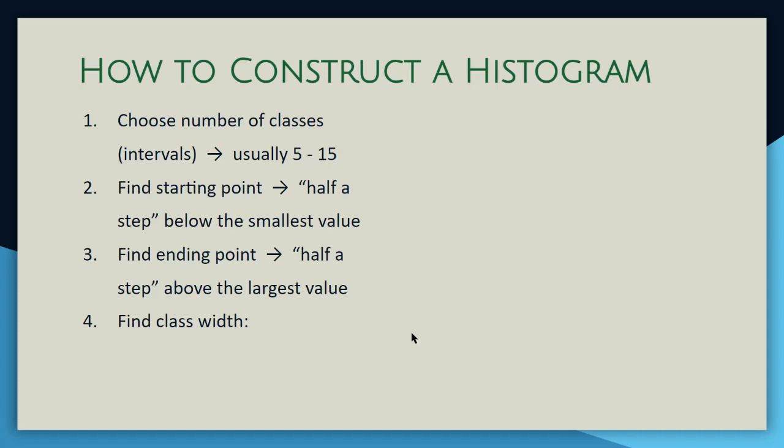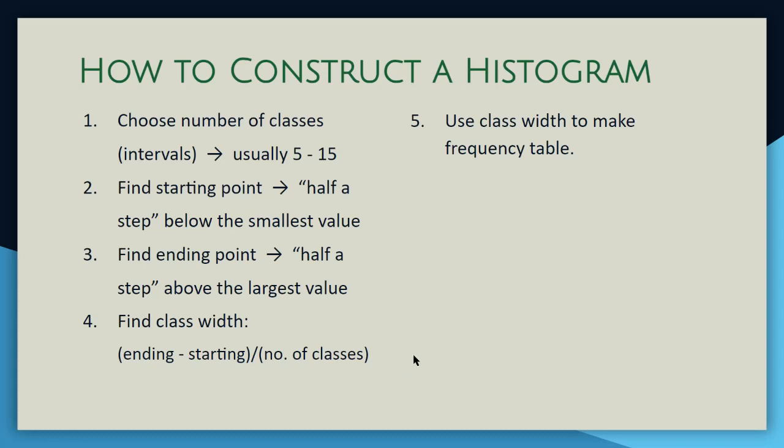Then we're going to find the class width, which is the width of those bars in the histogram, and is also the width of our classes in our frequency table. To figure that out, we take the ending number minus the starting number, and we divide it by the number of classes or bars we want in our histogram. We're then going to use the class width to make a frequency table.